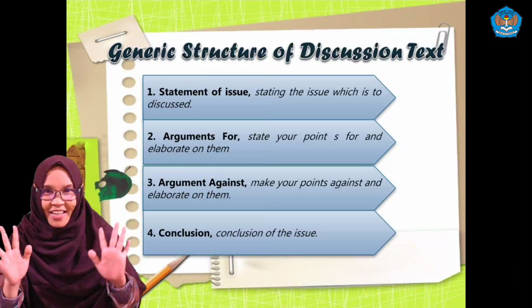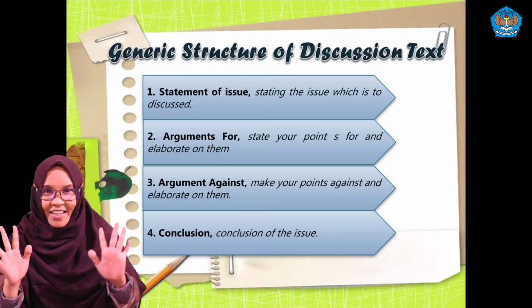That is the point. And the second material that we have to discuss is the general structure of the discussion text. Number one is statement of issue. Yes, in the first paragraph, we have the issue. Issue means stating what the issue to discuss is. And the next in our text, the second paragraph, we have the argument for.